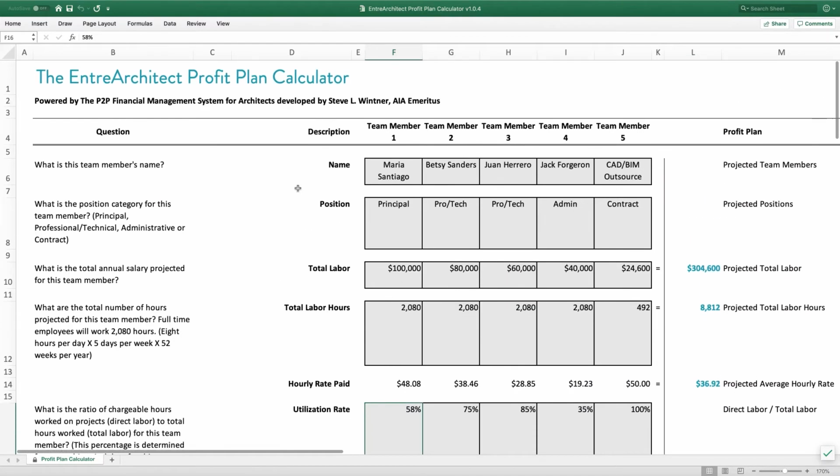So let's just walk through this a little bit so you can see how it works. You answer the question, what's the team member's name, right? So you plug in the team members' names. You can also add columns here if you have more than 5 people working for you.